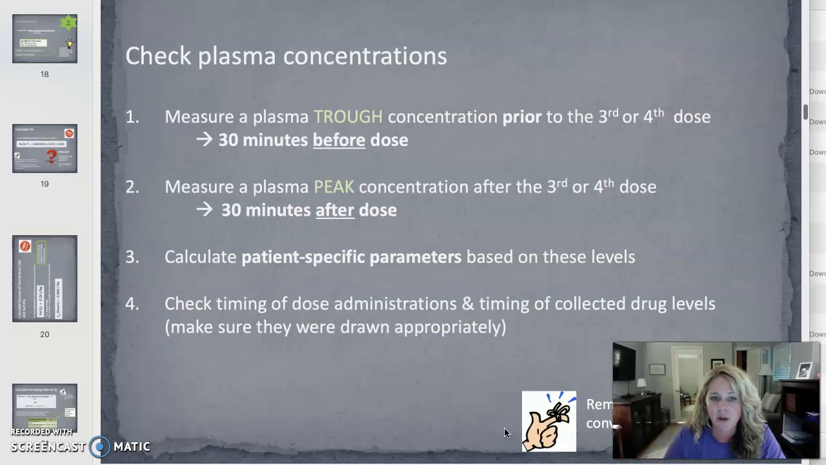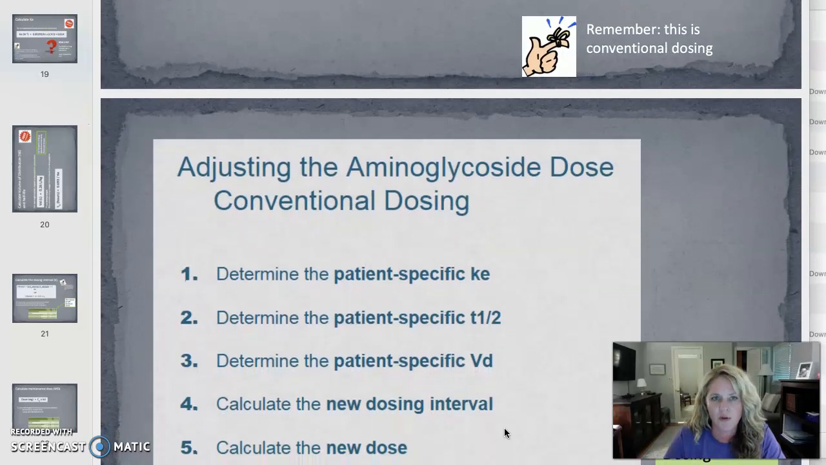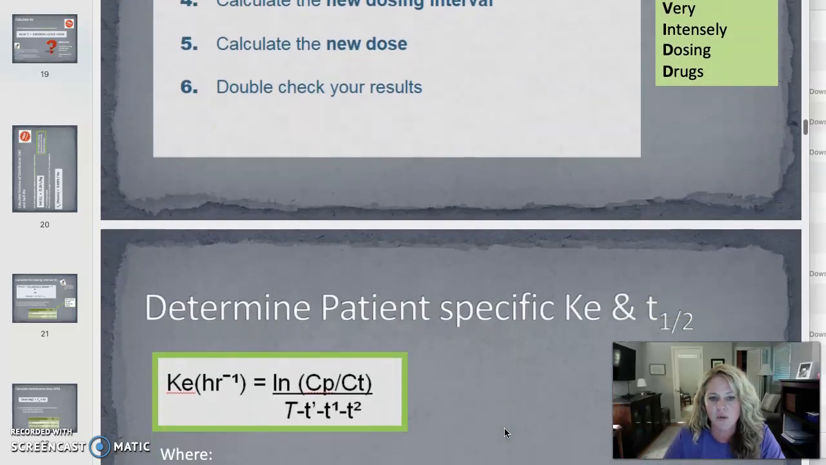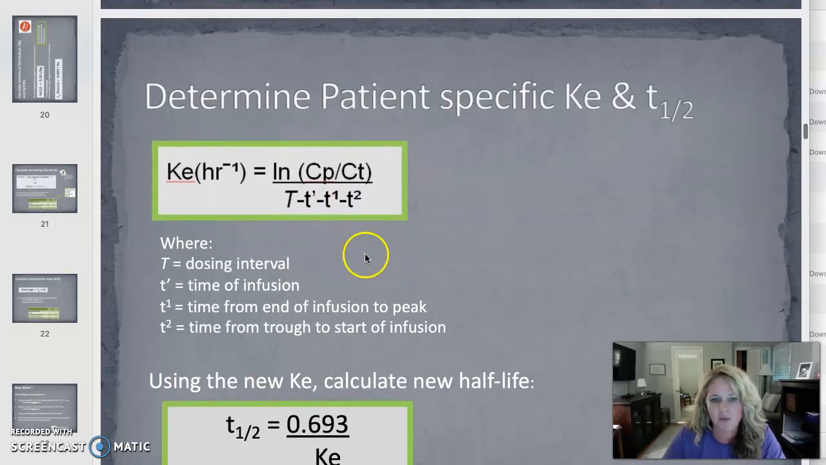And based on those levels, you can go back and calculate your patient-specific KE and all the parameters that we just used population kinetics to do. The first thing we'll do is plug what we got for a peak and a trough into this formula, and we'll get the KE. So we've got tau, which is your capital T, that's your dosing interval. The T prime is the time of the infusion, normally 30 minutes or an hour, depending on your hospital. T1 is the time from the end of the infusion to the peak, hopefully half an hour, and the time from the trough to the start of the infusion should also be half an hour. They should be very close to that.